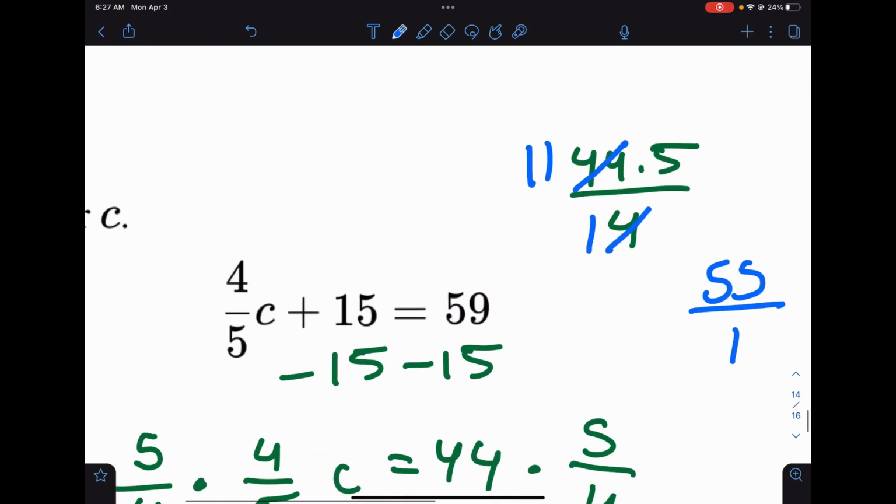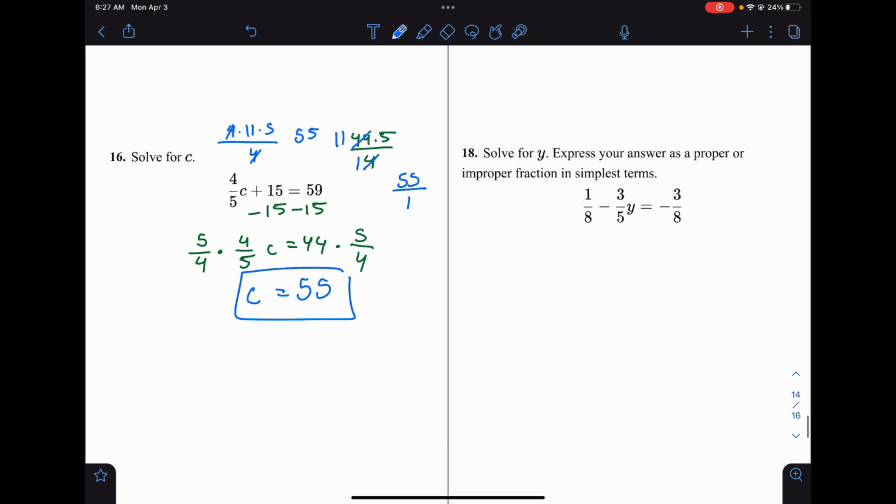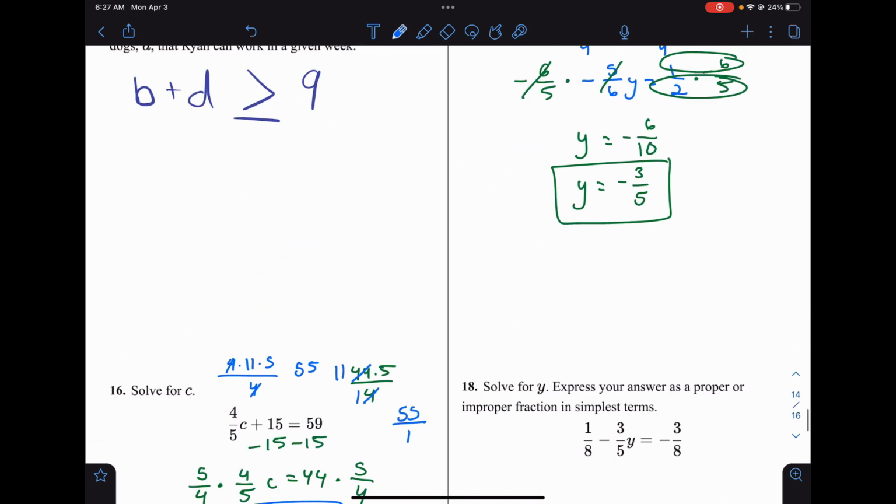So we get that c is equal to 55. If this confused you, another way you can think of it is, instead of doing 44 times 5, we could break 44 down into 4 times 11 times 5 all over 4. Cancel, cancel. That gives us 55. So that's how that's working out. All right. Alrighty. Next one here.